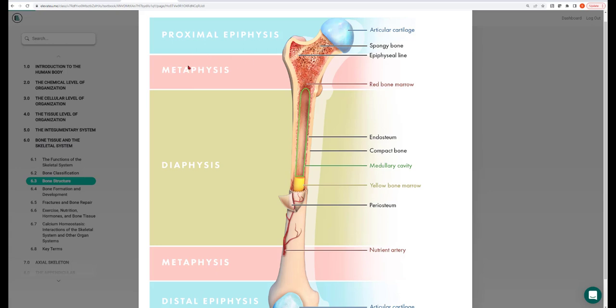Then there is a region here in the middle called the metaphysis. The metaphysis, one on each end. And then the diaphysis is the term for the shaft of the bone, the diaphysis. Now, for these words to make any sense, you need to understand or appreciate what physis means.